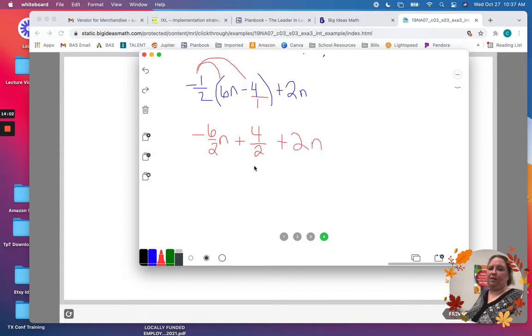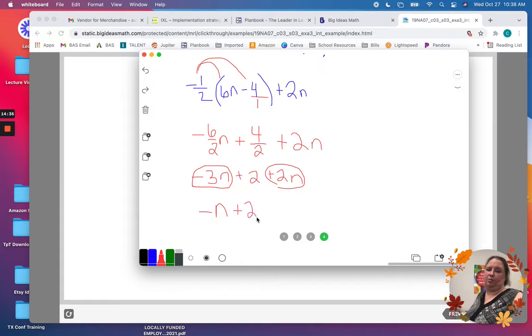Okay, can I simplify these fractions? Yes. What is 6 divided by 2? 3. Okay, so it becomes a negative 3n. What is 4 divided by 2? 2. Okay, and then again, I just rewrite the 2n at the back because I don't want to forget about them. Now, do we have any other sets of like terms that we can combine? Negative 3n and 2n. Yes, this negative 3n and this positive 2n. So what is negative 3 plus 2? Negative 1. And do I have to write the 1? No. So you can say negative n plus 2.